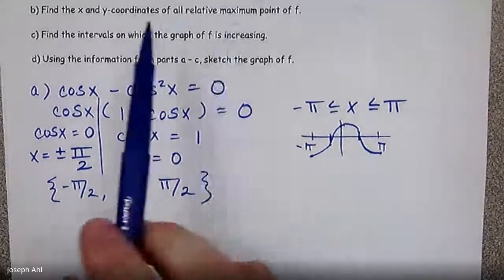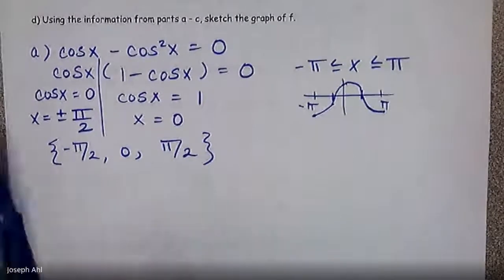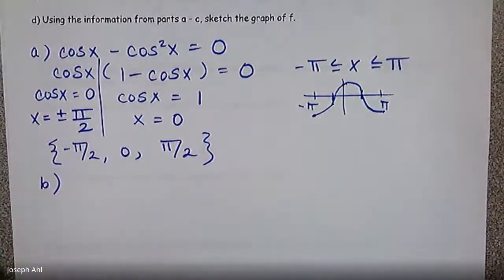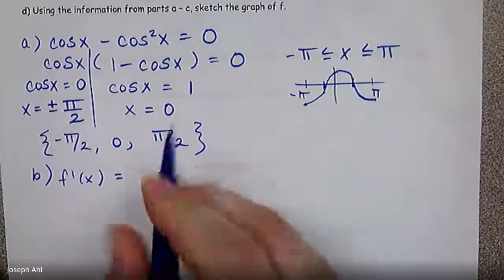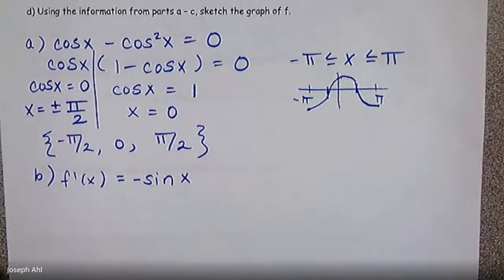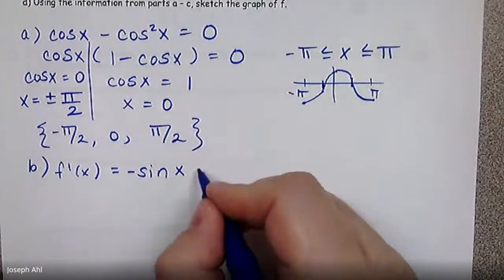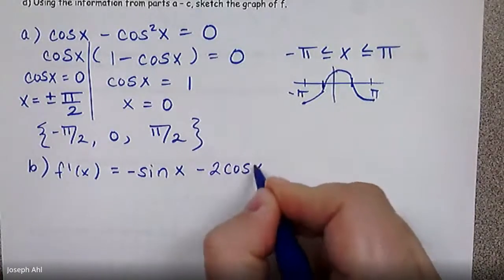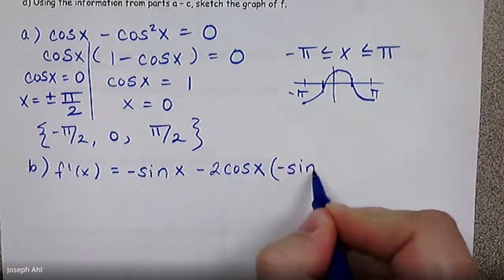All right, part B, find the x and y coordinates of all relative max points of f. So if I'm talking about relative max, I better be finding some derivatives. So the first derivative, f prime of x, would be, derivative of cos is negative sine x. And then just don't forget about chain rule for minus cos squared x. So it's going to be minus 2 cosine x to the first times the derivative of the inside, which is negative sine x.